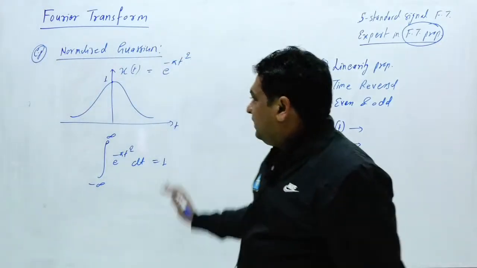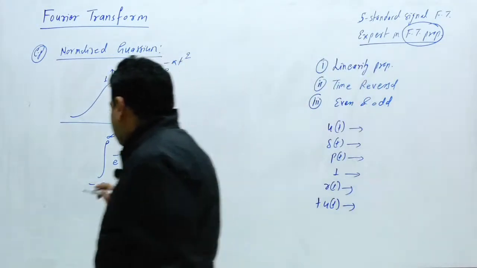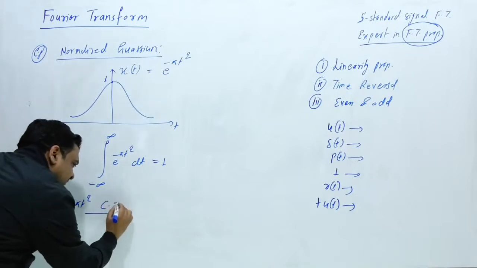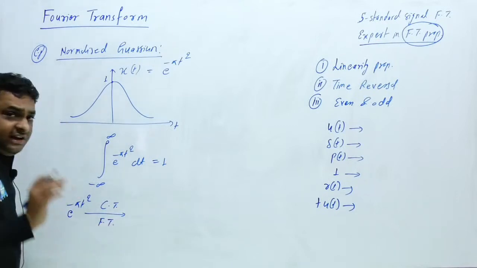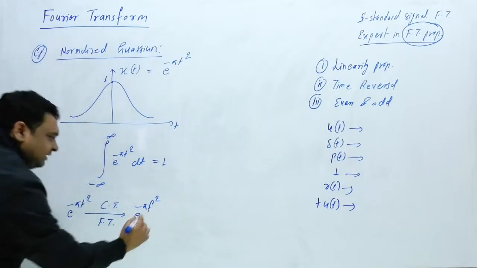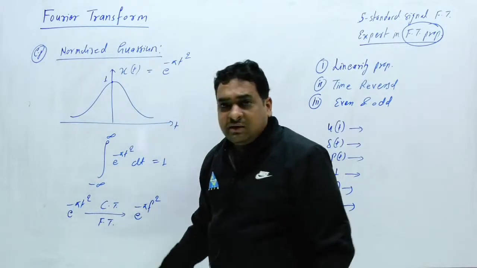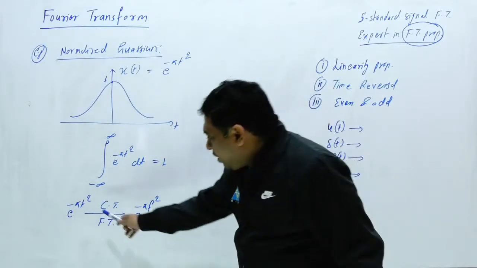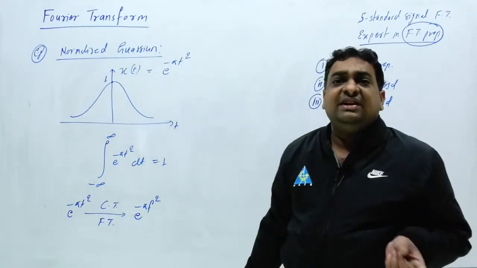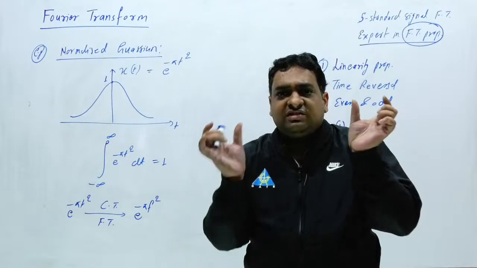And one more thing you should know here: what is the Fourier transform of a Gaussian signal? You should remember this directly: e raised to power minus pi t square, its continuous time Fourier transform is the same as it is, but in frequency domain. Only you should replace t with f. So this is the only signal whose time domain function and spectrum look like the same signal.